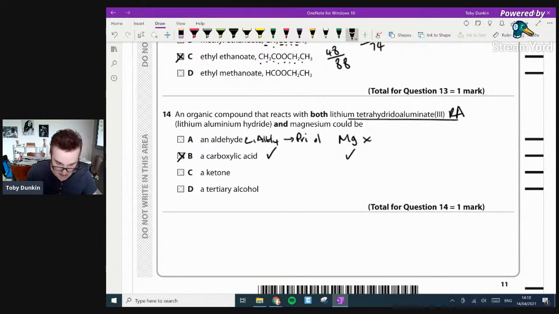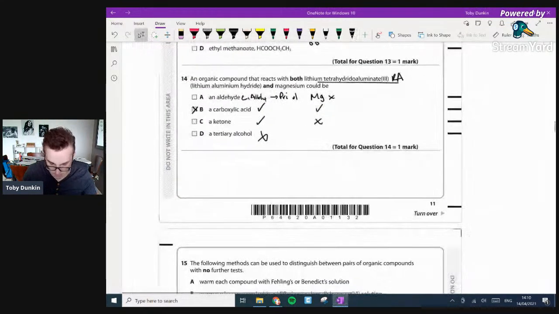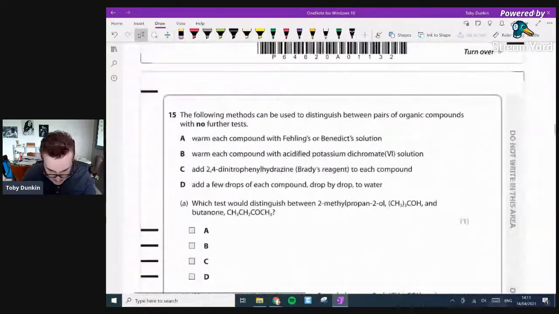So there's my answer. The ketone would be reduced to a secondary alcohol, but it wouldn't react with the magnesium metal. The tertiary alcohol can't be reduced any further, so it wouldn't react with that, and it probably would react with the metal, but it would be very, very slow. To test for an alcohol, the generic test is sodium metal, not magnesium metal. But anyway, moving on.